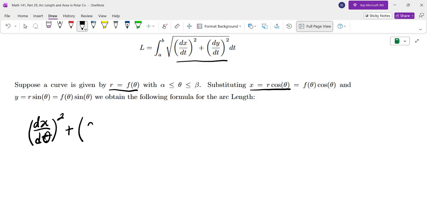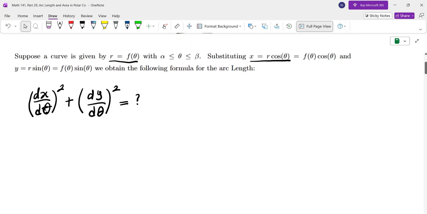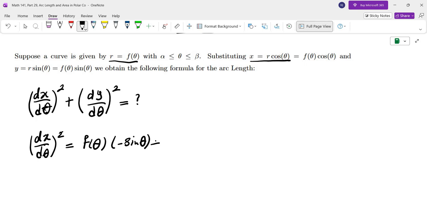So we have dx/d theta squared plus dy/d theta squared. So let's take the derivative of these and then square them. So we have to evaluate this one. What is the derivative of x with respect to theta? Well, we'll have to use the product rule, so we get f of theta times negative sine of theta plus f prime of theta times cosine of theta, and then we will have to square that.